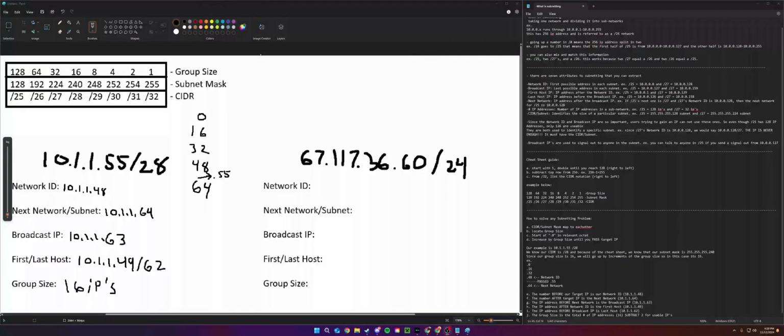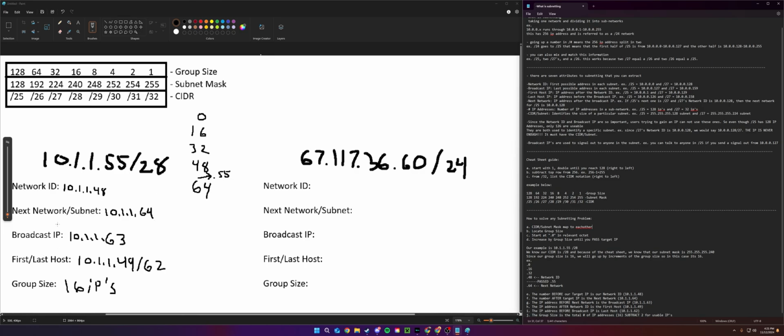Okay, I made a chart to further explain what was going on in here, because it was kind of hard to put it all in the notes. So basically, this is showing how to use the actual cheat sheet that you get. In this case, our example is 10.1.1.55/28. Because of the /28, we know our CIDR in the cheat sheet. So we go over here, boom. We already know that our subnet mask is 240 and our group size is 16.